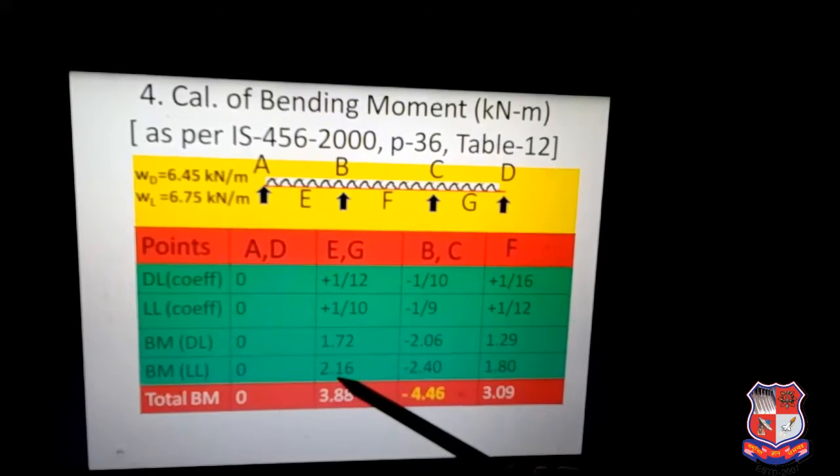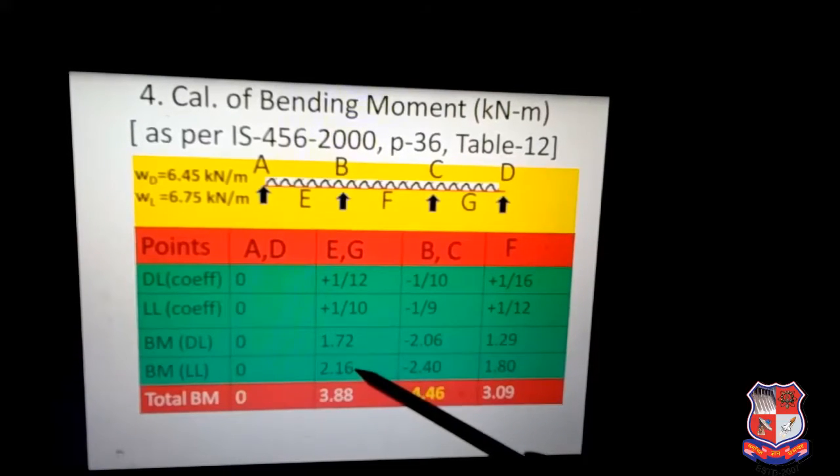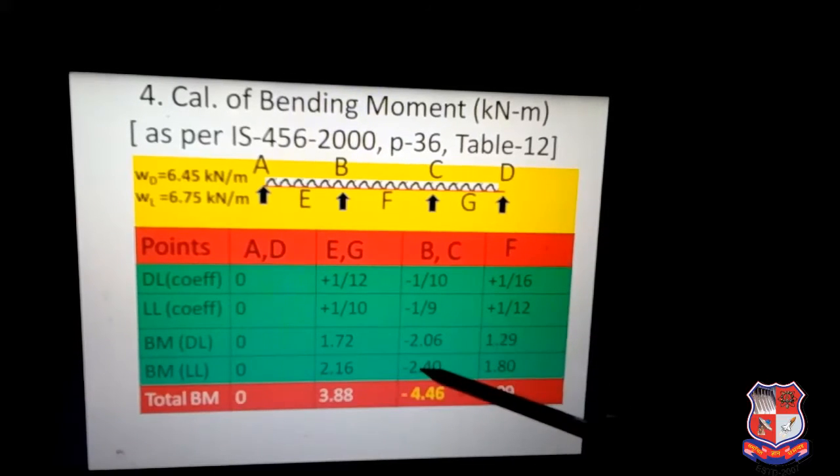Now the bending moment using the live load: for this it is +1/10 multiplied by the UDL 6.75 multiplied by span, so this is 2.16. For BC it is -2.40, that is -1/9 multiplied by UDL 6.75 multiplied by span 3.2, and then this one, that is 1.8.